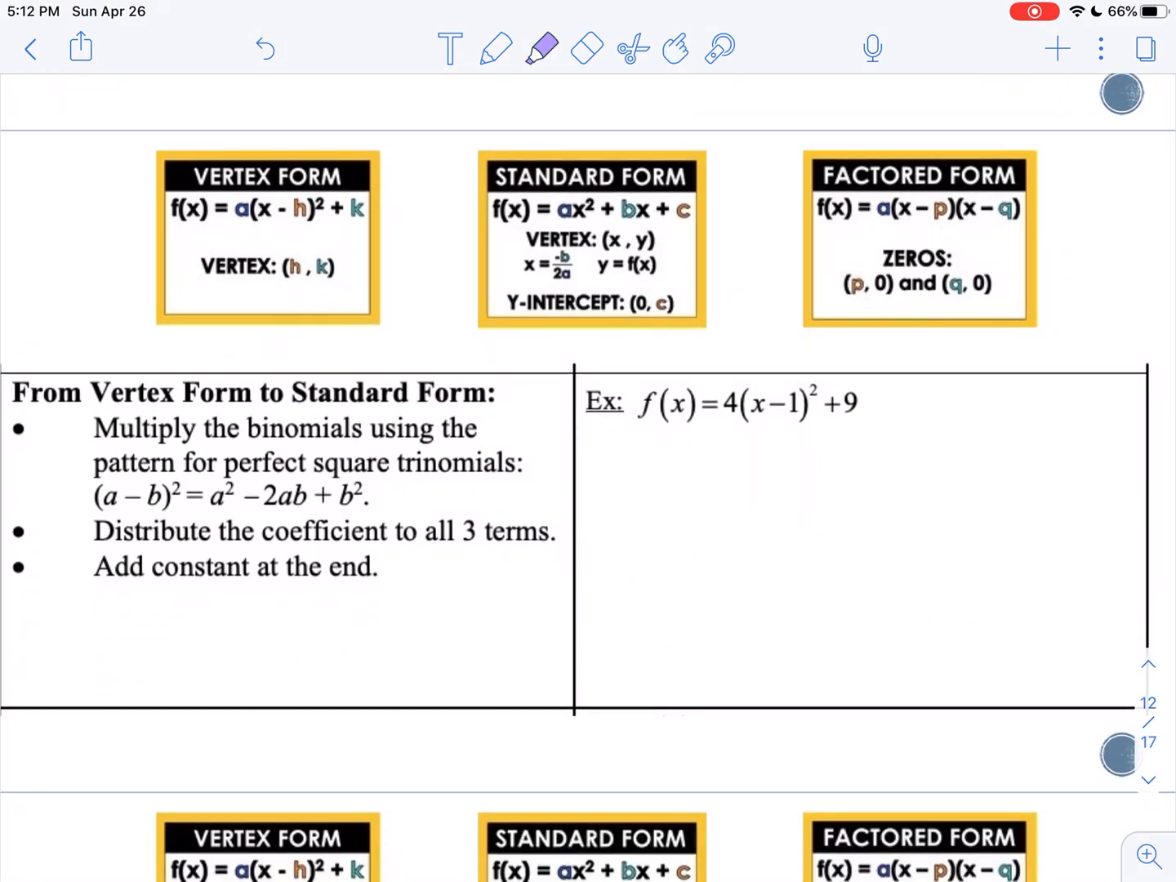In example 2, they're asking us to write it from vertex form, which you see on the right. This is in vertex form. And they want us to write it in standard form. Well, in this case, we kind of do the same thing. We want to simplify that expression to the right. And the way we do it is we multiply it.